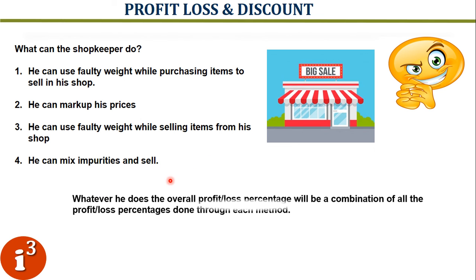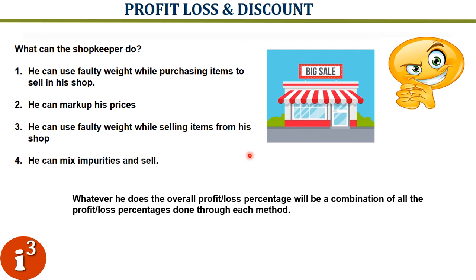But remember that whatever he does, the overall profit and loss percentage will be a combination of the profit and loss. Means if he makes a profit of 20% from this, 10% from this, 25% from this, 10% from this, you'll have to multiply, you do 1.2 into 1.1 into 1.25, like this. So the overall profit will be a successive profit from each of these. So overall profit will be a combination of whatever he does.